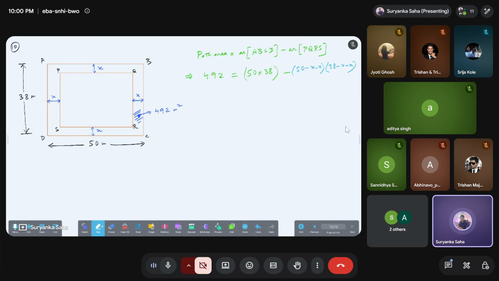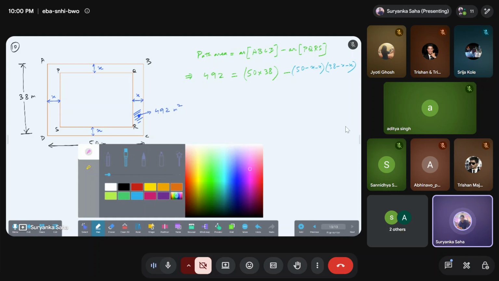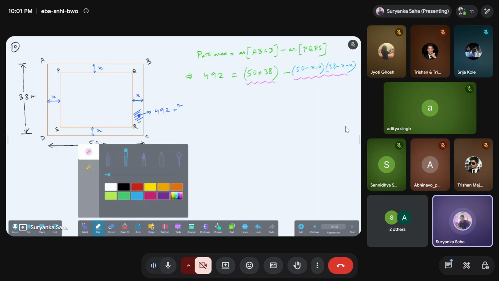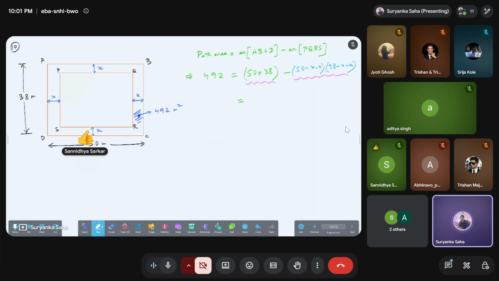Did you understand? Please confirm whether you understood or not. No hesitation, please. This part is PQRS, this part is ABCD. If you cannot understand, tell me. Is it okay? Okay. So 50 into 38 is how much?